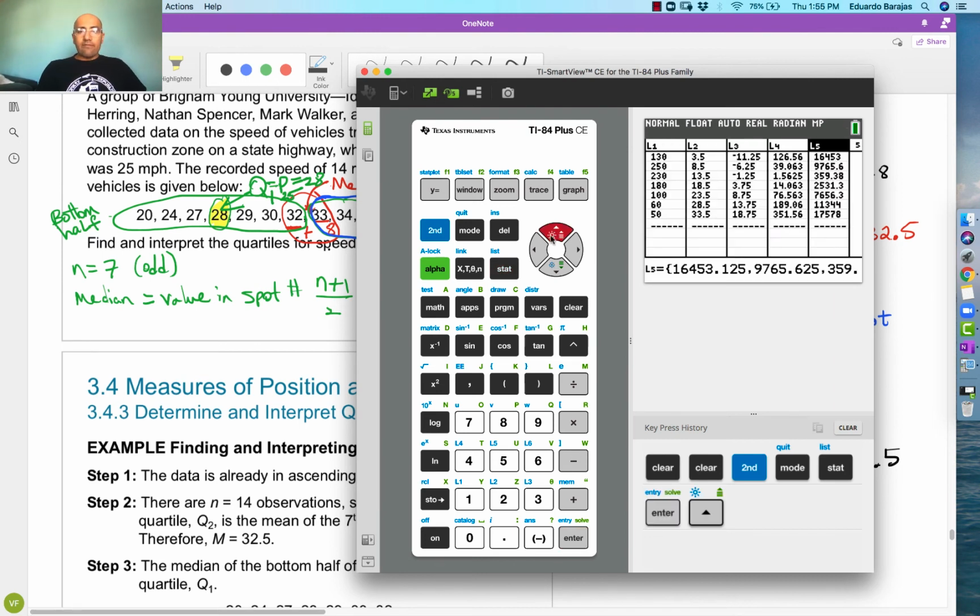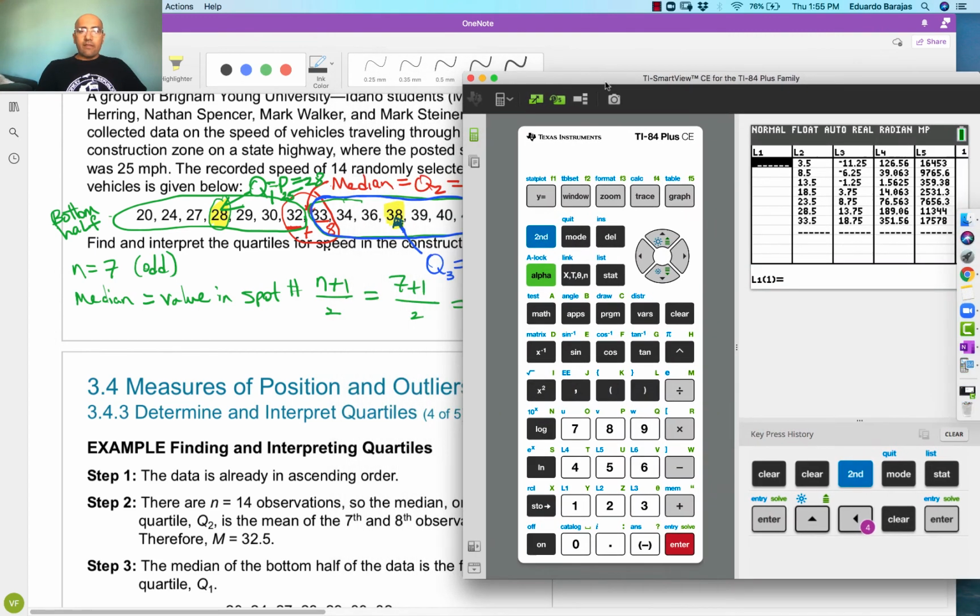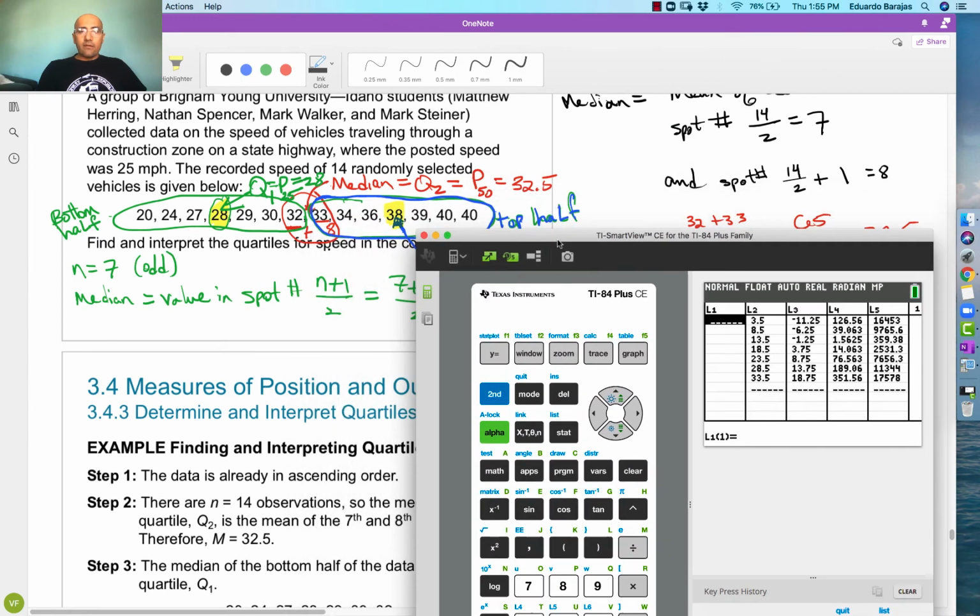If you have information from prior ones, you can erase them. So I'm going to use list 1, clear, enter. And so I'm going to input the data points right into there. So we have 20.